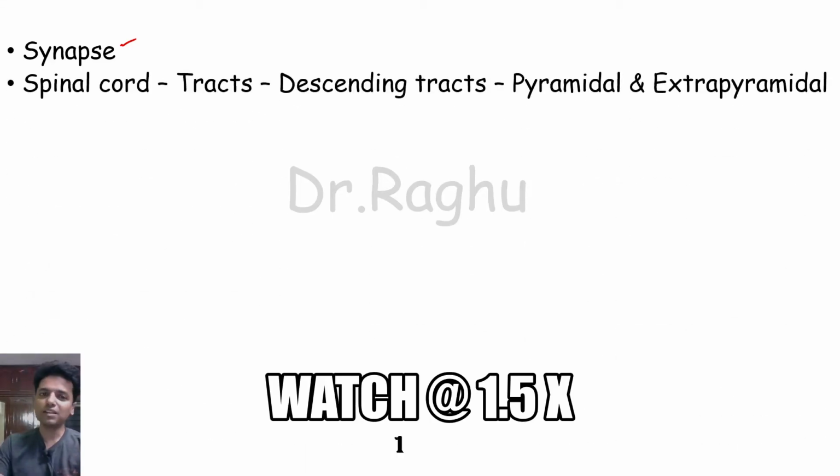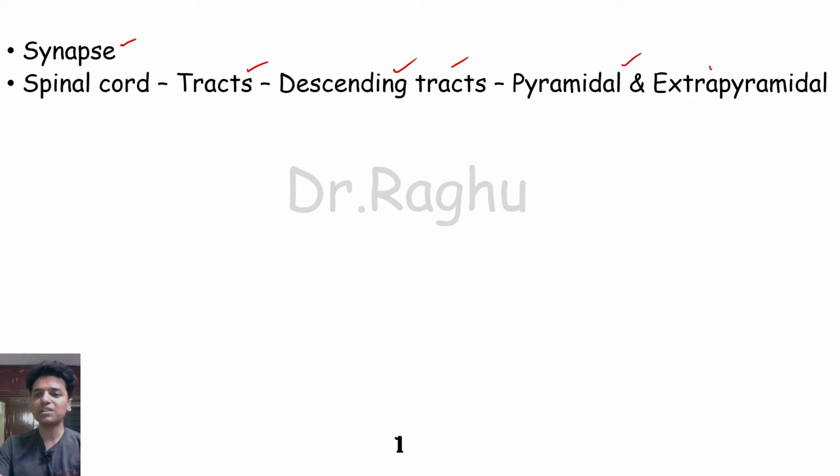Next one is the spinal cord, and here we are not much concerned with the anatomy of the spinal cord, but it will always get easy if you know the anatomy of the spinal cord, the section of the spinal cord. Then read the tracts. In the tracts we have the descending tracts and the ascending tracts, and in the descending tracts we have both pyramidal tracts as well as the extrapyramidal tracts. Both are important, but concentrate more on the pyramidal tracts. Know what the extrapyramidal tracts are and what is the function of those extrapyramidal tracts.